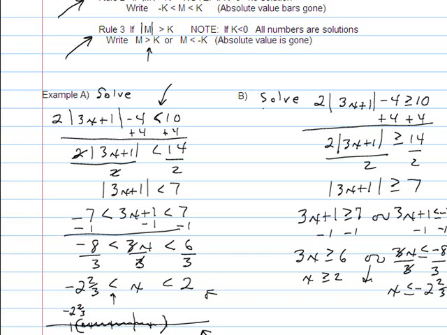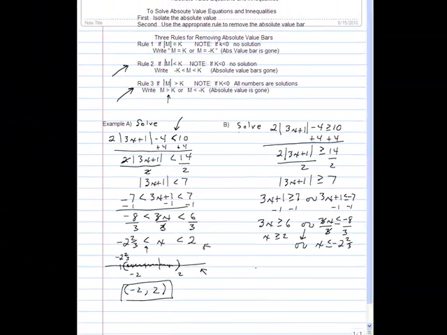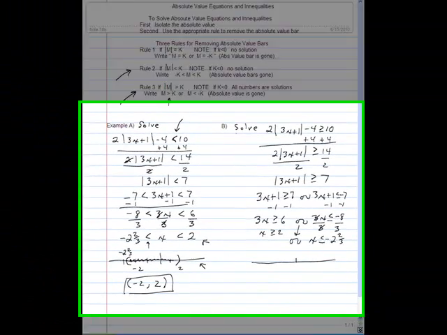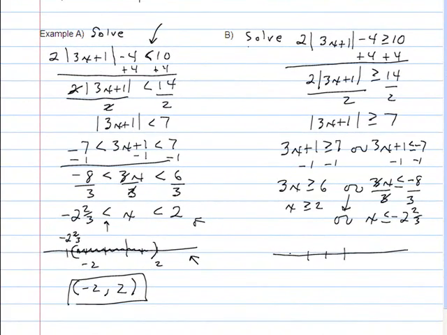And this is real important. This is an or. It means I have a solution anytime x is greater than or equal to 2, or x is less than or equal to negative 2 2/3. Now I locate the same numbers on my graph. Here's negative 2, negative 3, so this would be negative 2 2/3. That's 0, that's 1, that's 2. And the solutions are all numbers greater than or equal to 2.